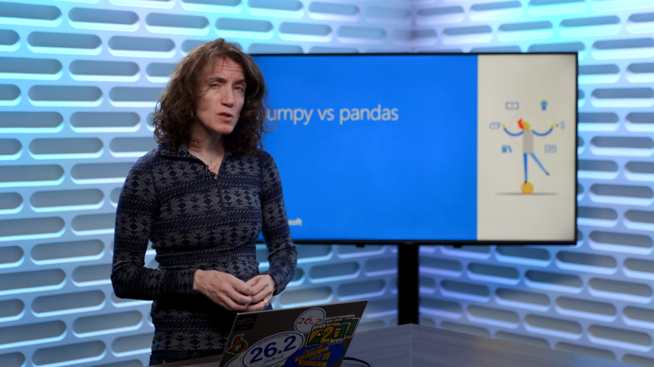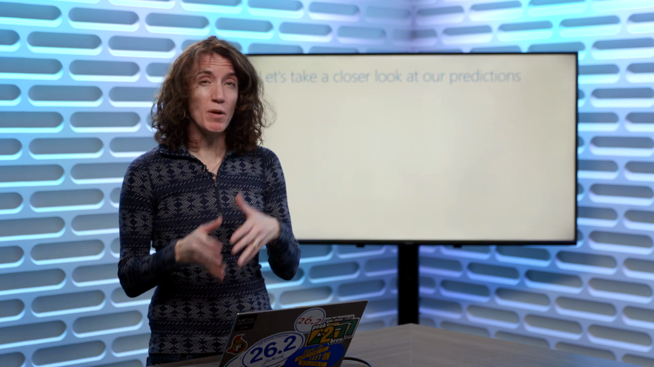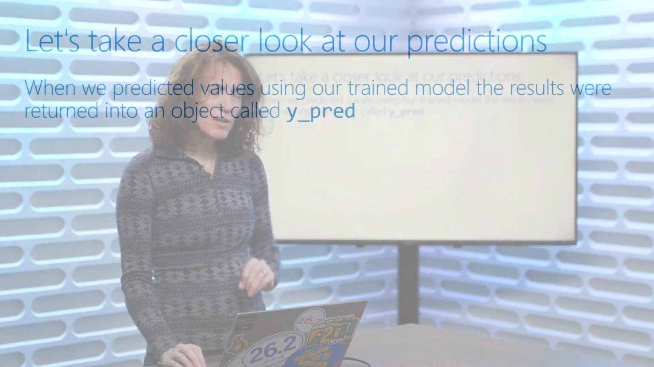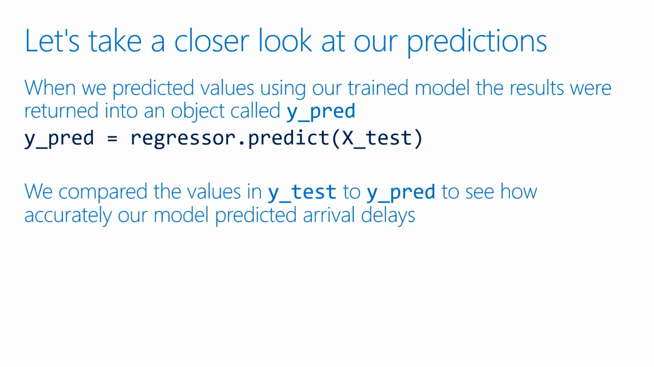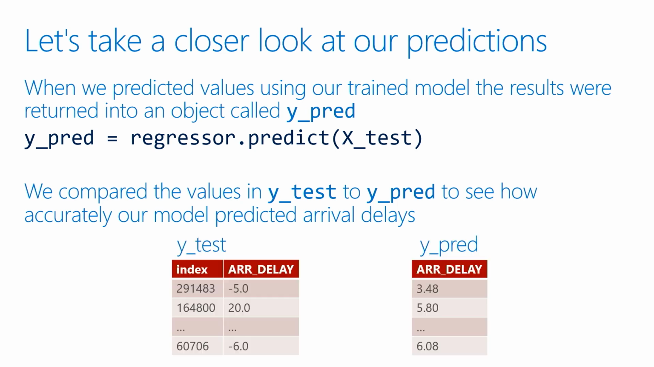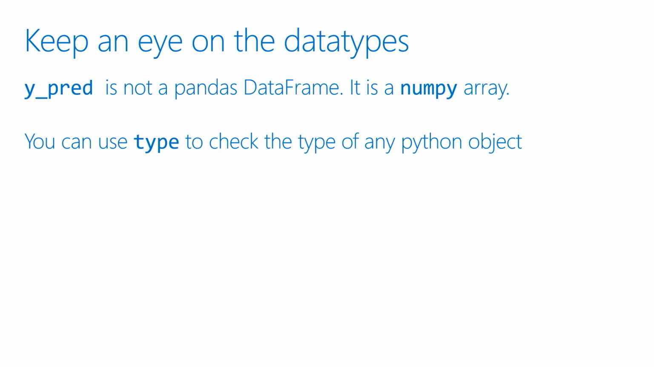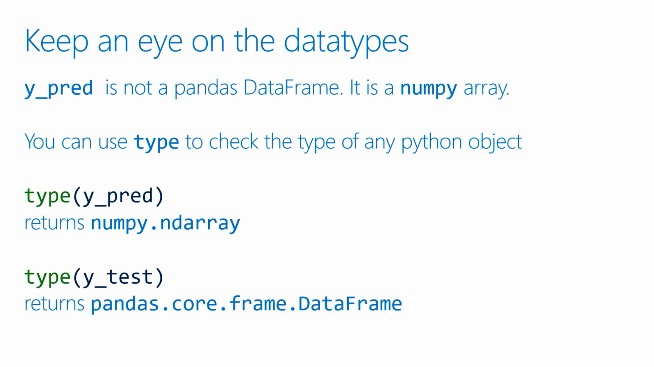Now, why am I saying all this? Well, because if we take a closer look at the values that we predicted when we tested our model, you might notice something interesting. When we called predict for our model and passed in the test data and asked it to create some predictive values, if you look at the type of Y prediction, you might have noticed that it is actually a NumPy array. So it's not a data frame, whereas Y test is a data frame.